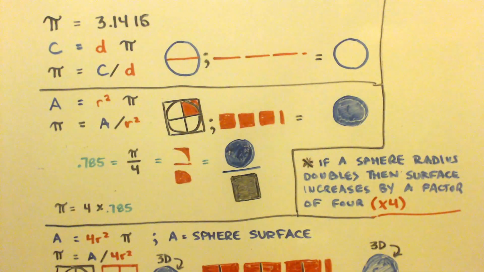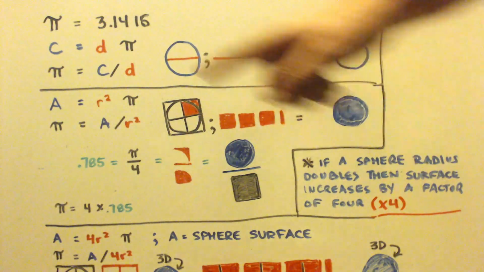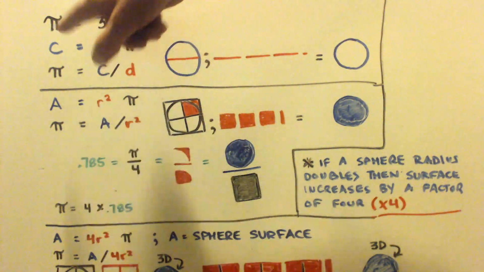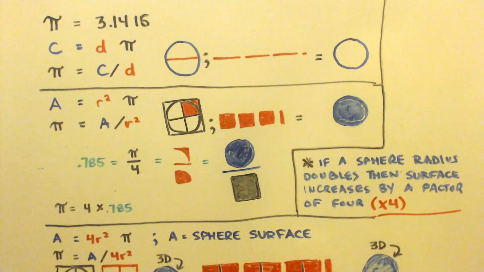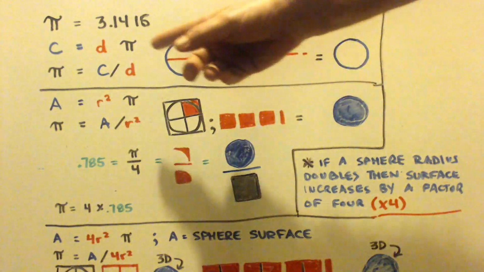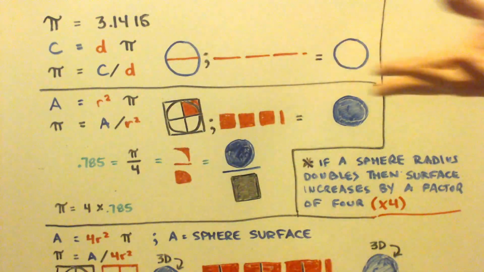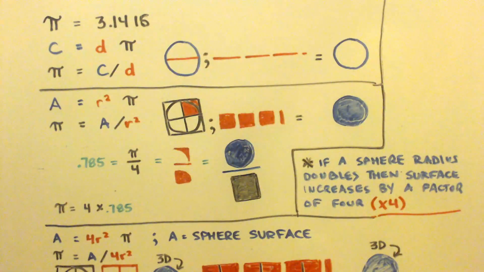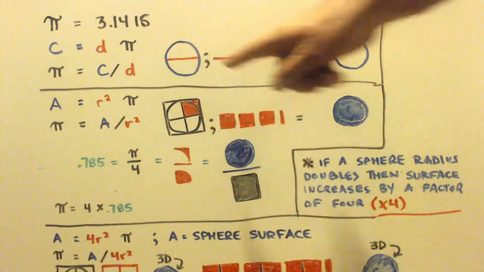But they're not really equal. They need a multiplier. They need a conversion factor. And pi is the conversion factor. So D times 3.14 is C, right? That just means the circumference is 3.14 times bigger than the diameter, right?